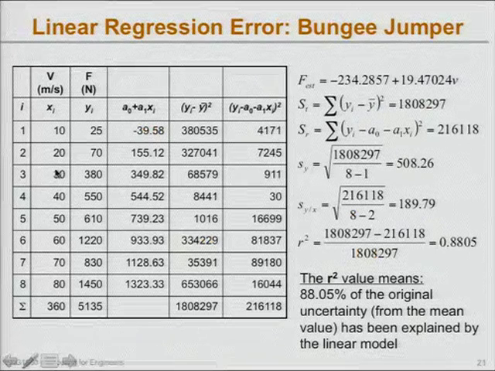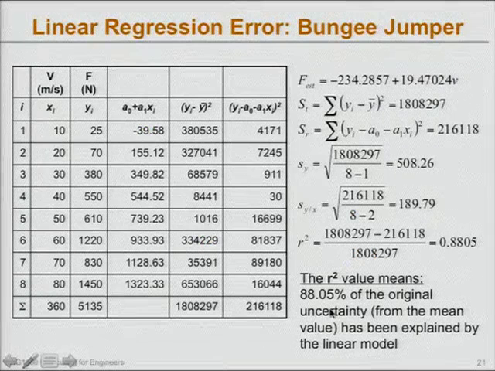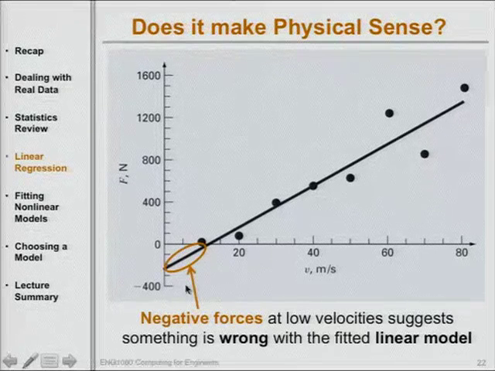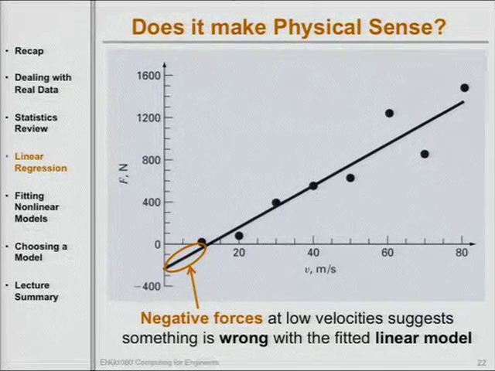Okay, so if we go back to our bungee jumper example where we've actually measured this data, we calculate the coefficients A0 and A1. We then calculate our coefficient of determination. It comes out to be 0.88, which means that approximately 88% of the original uncertainty away from the mean can be explained by fitting a straight line. So that's pretty good, 88%. You'd say, that's not bad. But as was pointed out before, you've got this negative force region down here. Something is definitely wrong with this model. We couldn't go away and use this model for design purposes.